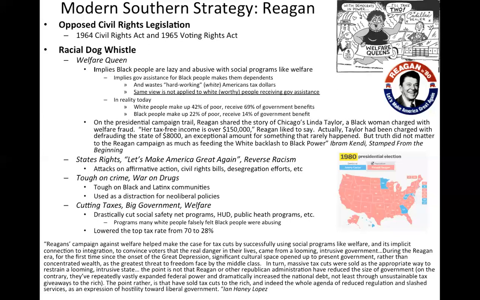On the contrary, they repeatedly vastly expanded federal power and dramatically increased the national debt, not least through unsustainable tax giveaways to the rich. The point rather is that they sold tax cuts to the rich and viewed the whole agenda of reduced regulation and services as an expression of hostility toward a liberal government.